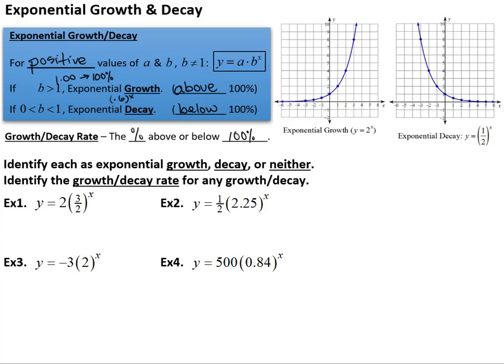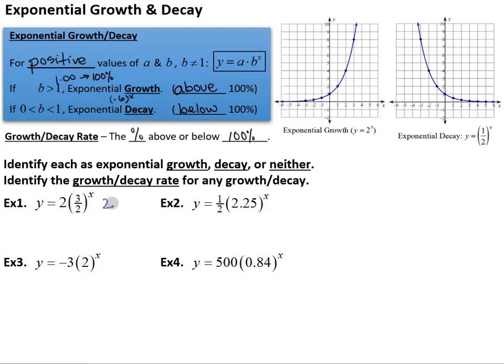So identify each as exponential growth, decay, or neither. First thing, in order to model exponential growth or decay, a and b have to both be positive and the base can't be 1. So let's first make sure that they're both positive. That would be a and b. They're both positive, and our base is not 1. So it's definitely one of them. It's growth or decay. And we're going to look at this base as a decimal.